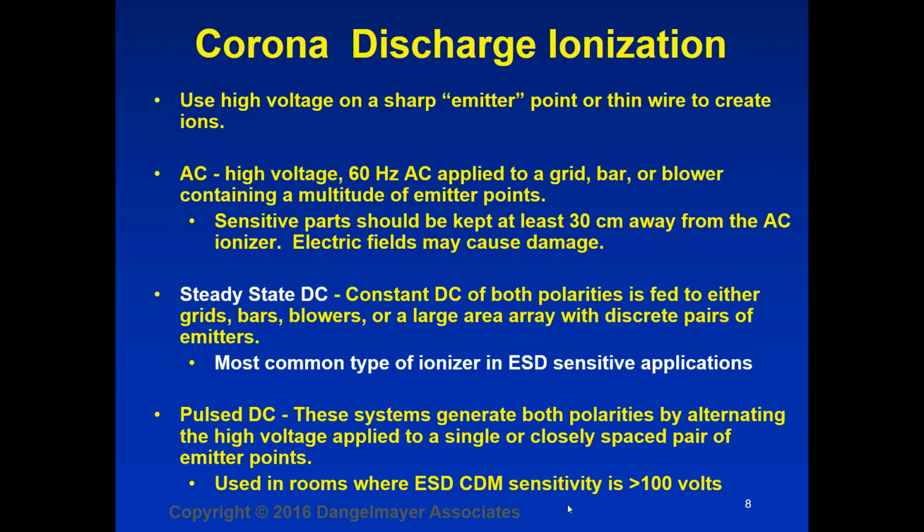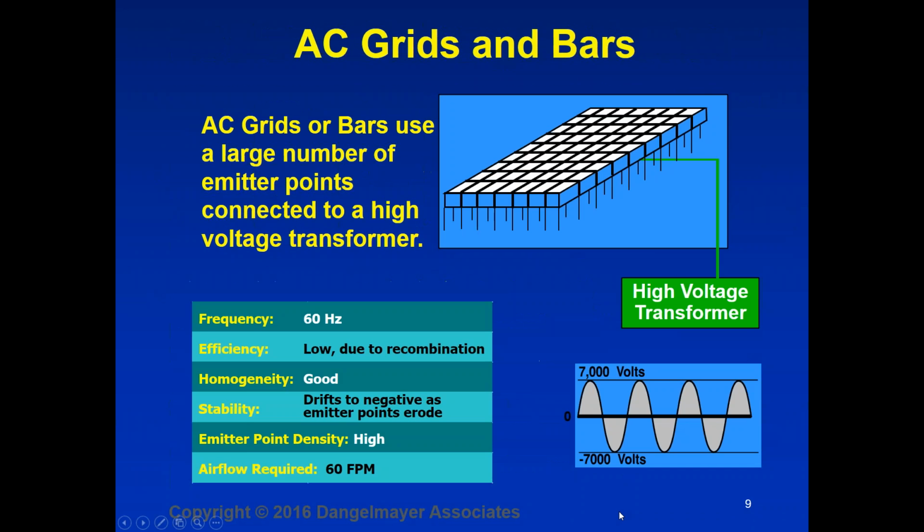Next slide, please. Okay, one question that came in is what about ionized air guns? Are they corona or steady? Actually, they can be both. We can have AC blow-off guns. We can have nuclear blow-off guns. We might have a steady-state DC blow-off gun. All three technologies are possible in a blow-off gun.